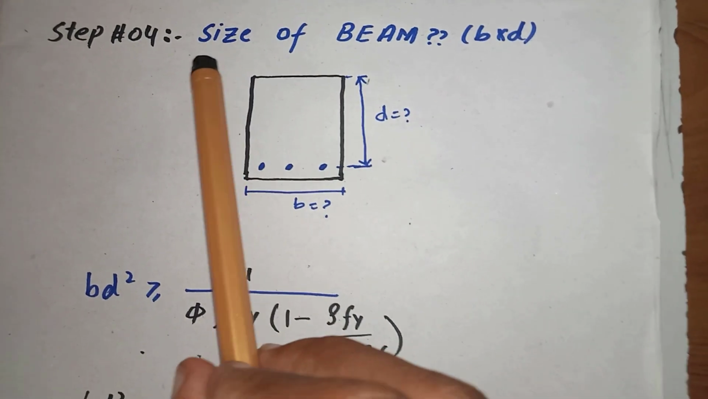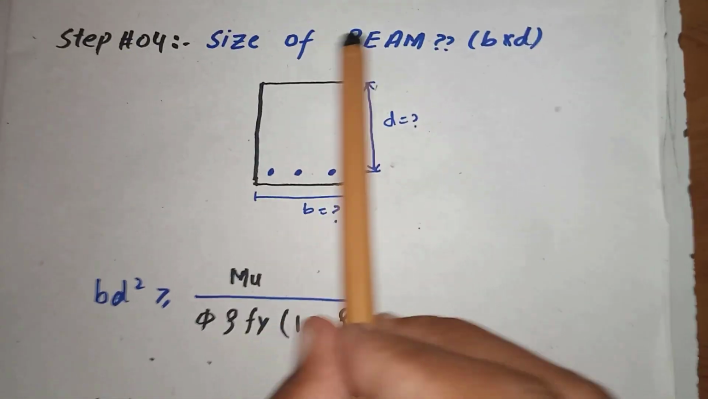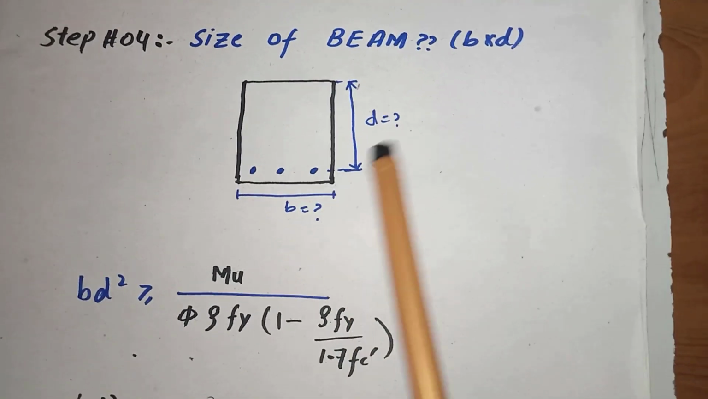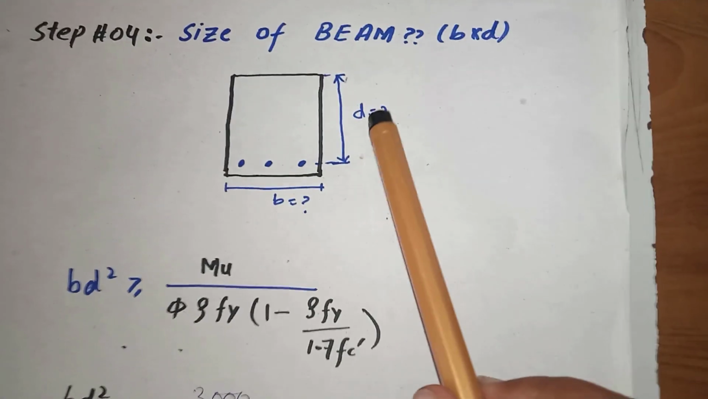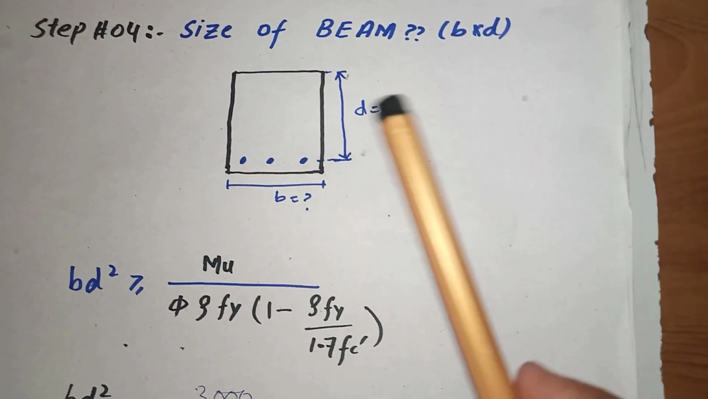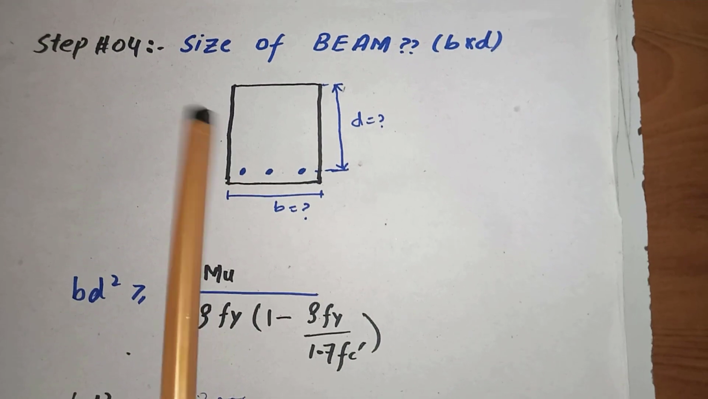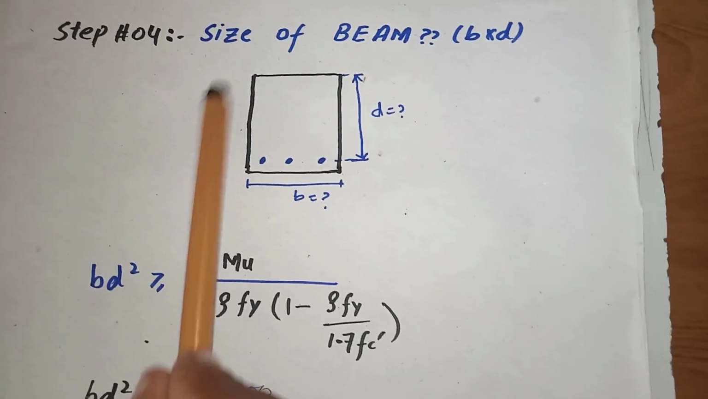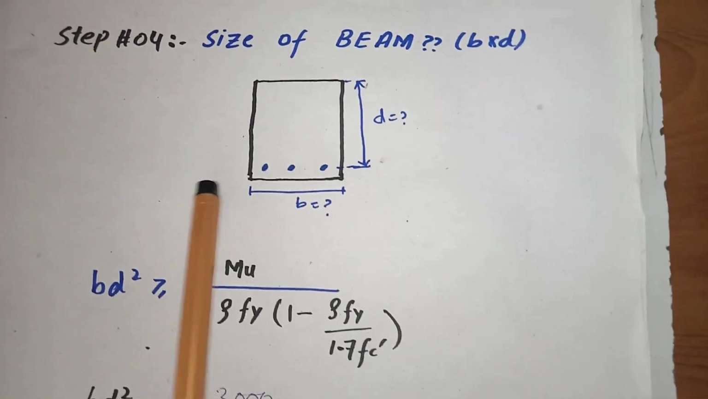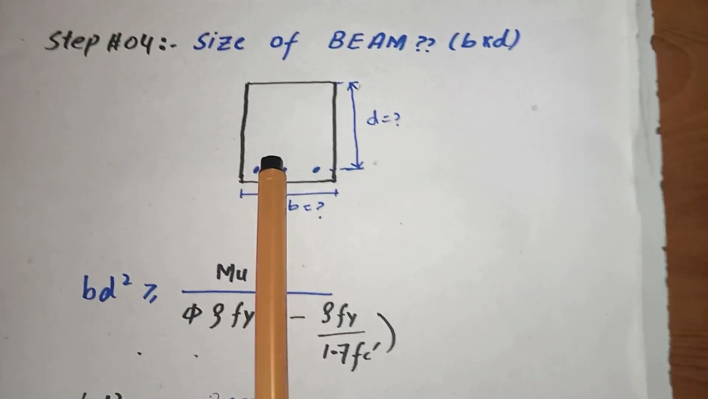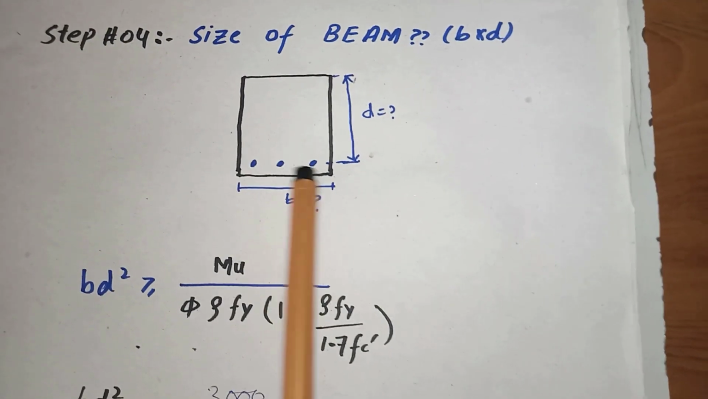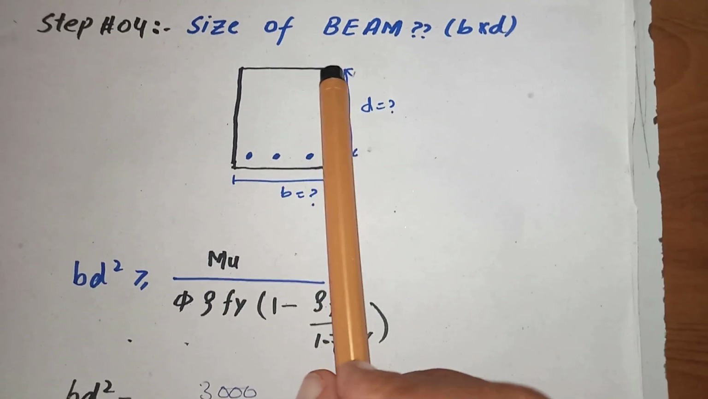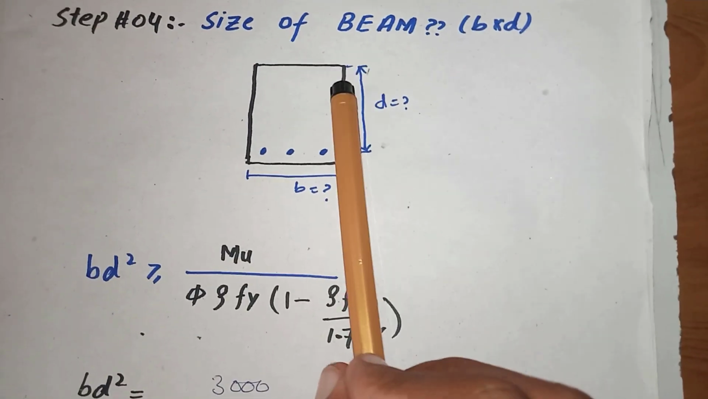Now what is the next, 4th step? That is the size of the beam. It means what is B, the breadth of the beam, and D, the effective depth of the beam. What is the difference between height and effective depth? Height is the total, from the top compression fiber to the lowest one, and the effective depth is from the center of the bottom bar to the topmost compression fiber of the concrete or beam.